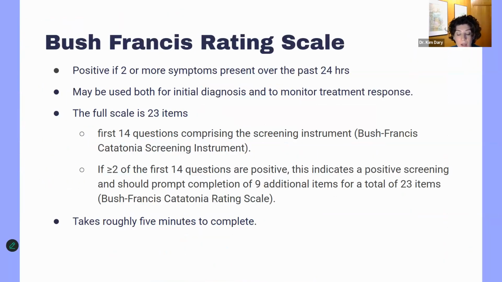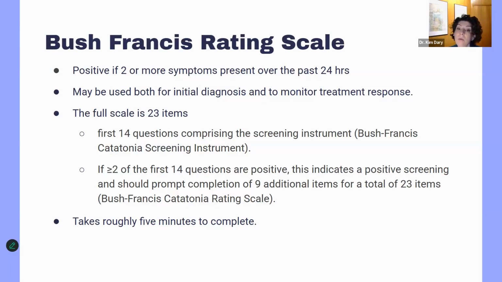So if we look at the Bush-Francis, it's positive if 2 or more symptoms are present over 24 hours. What's important is that sometimes we may do the assessment and it doesn't quite meet criteria, but then you do it later in the day and it does. So it is something that needs to be repeated. It can be used for initial diagnosis and to monitor treatment response.